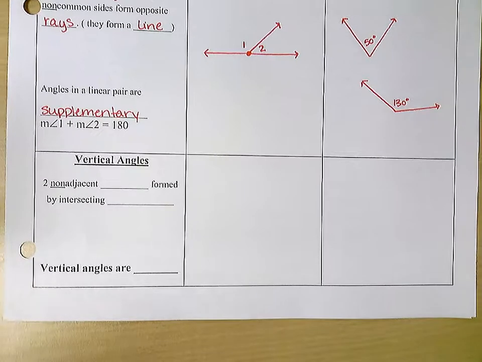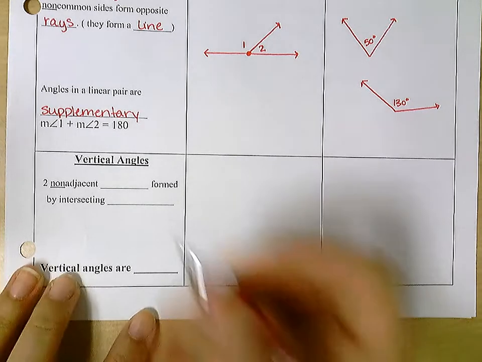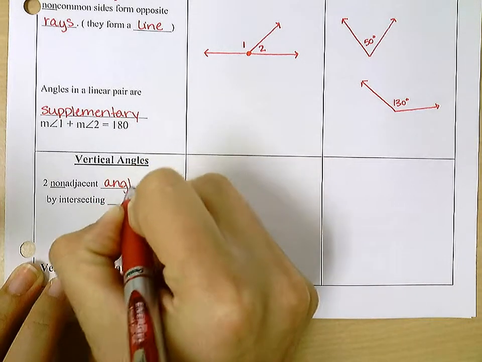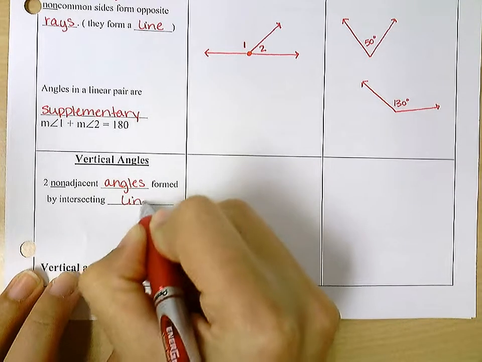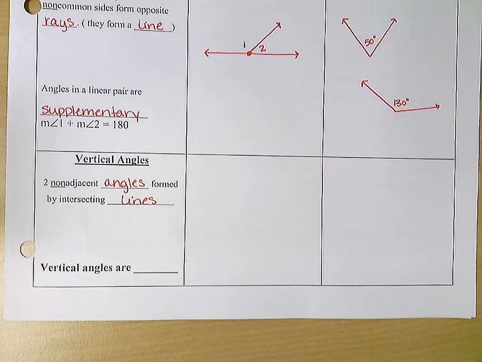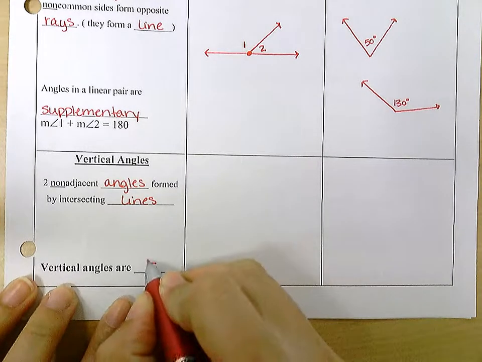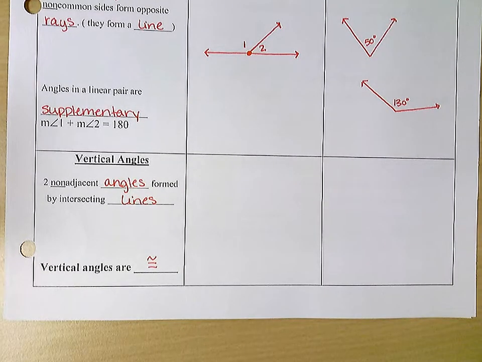Okay, the next one on the front page here are vertical angles. Okay, so those are two non-adjacent angles formed by intersecting lines. Okay, so we have two lines intersecting. Now, vertical angles are always going to be congruent to each other. Okay, their measures are going to be equal. Okay, vertical angles are congruent.